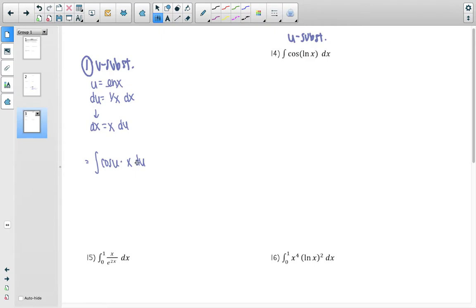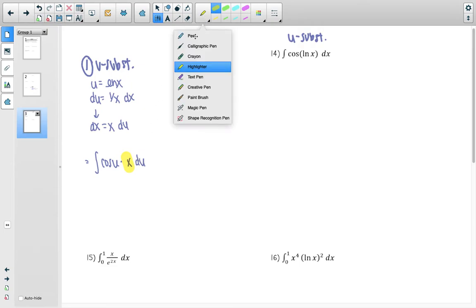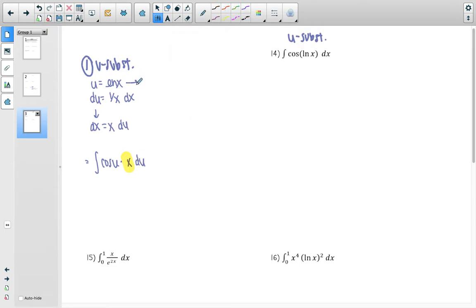And the one issue we run into is that we have this x right here. And if you remember from U substitution, it has to be all in terms of u. So we have to take this right here and solve for x. So throw back to pre-calculus. You have to solve for x here.